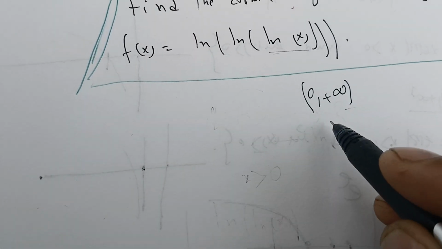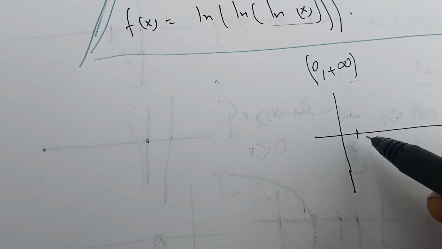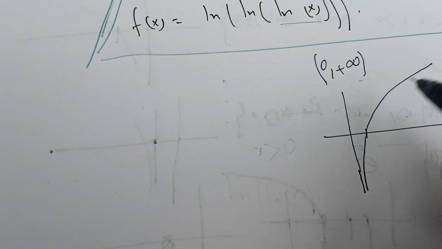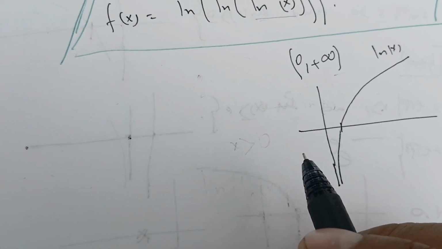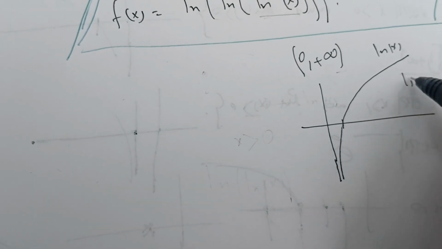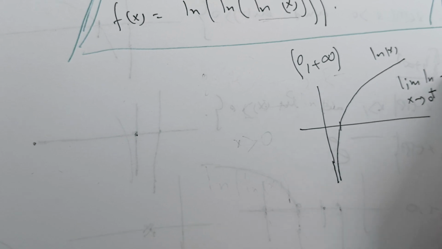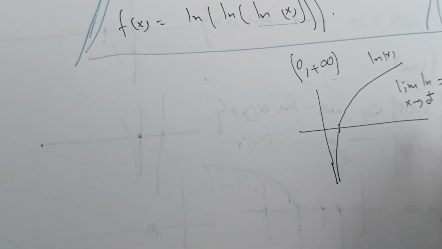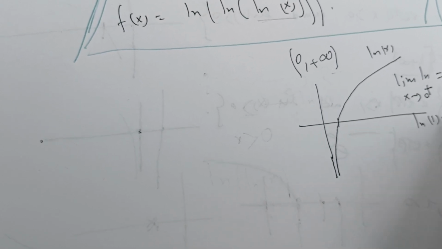We can see that graphically if we graph the natural log. So this is 1. So this is the ln of x. We know that the limit of ln of x as x goes to 0 from the right is minus infinity, and ln of 1 is 0.